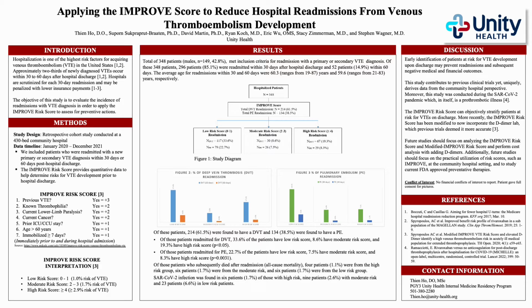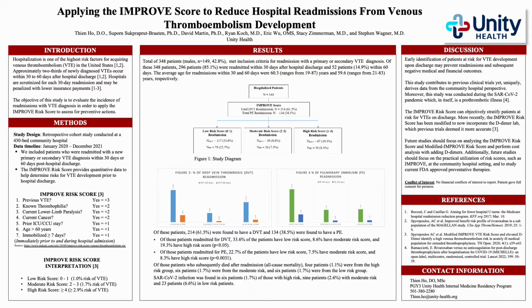Results. 348 patients met the inclusion criteria for readmission with a primary or secondary VTE diagnosis. Of these patients, 85.1% were readmitted within 30 days and 14.9% were readmitted within 60 days. The average age for day 30 and day 60 were 60.3 and 59.6 respectively. Of the 348 patients, 61.5% were found to have a deep vein thrombosis and 68% were found to have a pulmonary embolism.